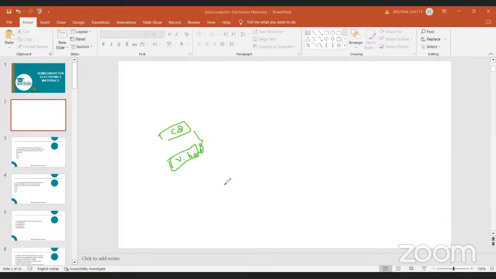Then next we will discuss the p-n junction. We have one type of material, that is p-type material, and we have the n-type material. If I combine one p-type material and one more n-type material, here the junction is created. The junction between this p and n type semiconductor is called the p-n junction. It is called the p-n junction.